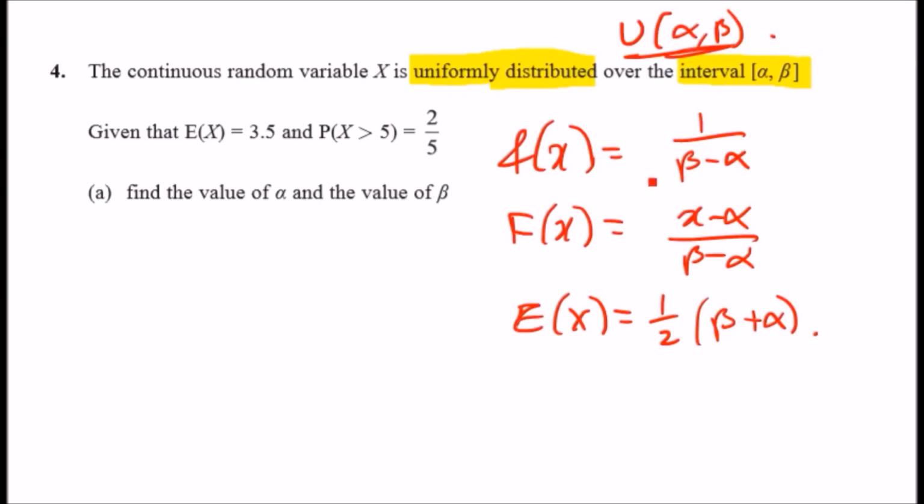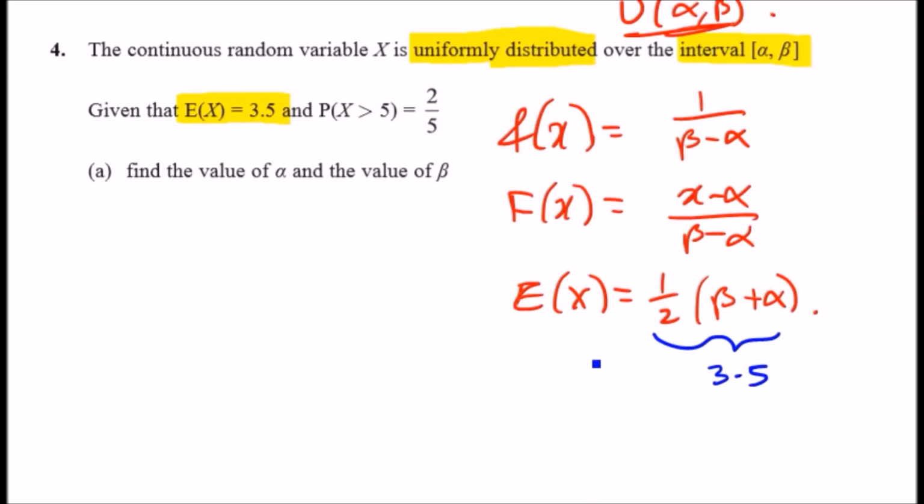So we can actually work out this straight away, but just have a clear idea. For the first one, E(X) equals 3.5. This means that this part here, E(X), equals 3.5. So we can easily solve that. I can say half of beta plus alpha equals 3.5. Times it by 2. You can just say beta plus alpha must equal 7.